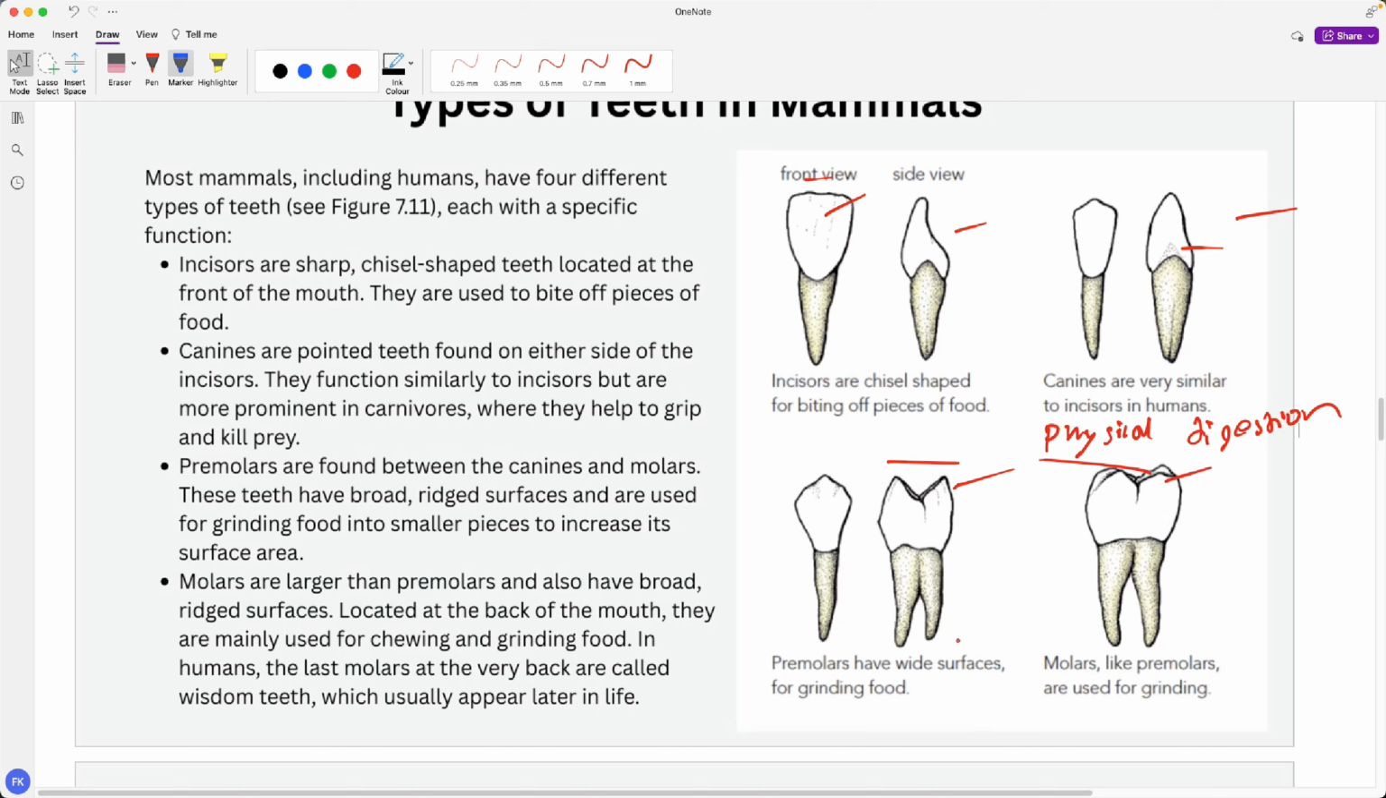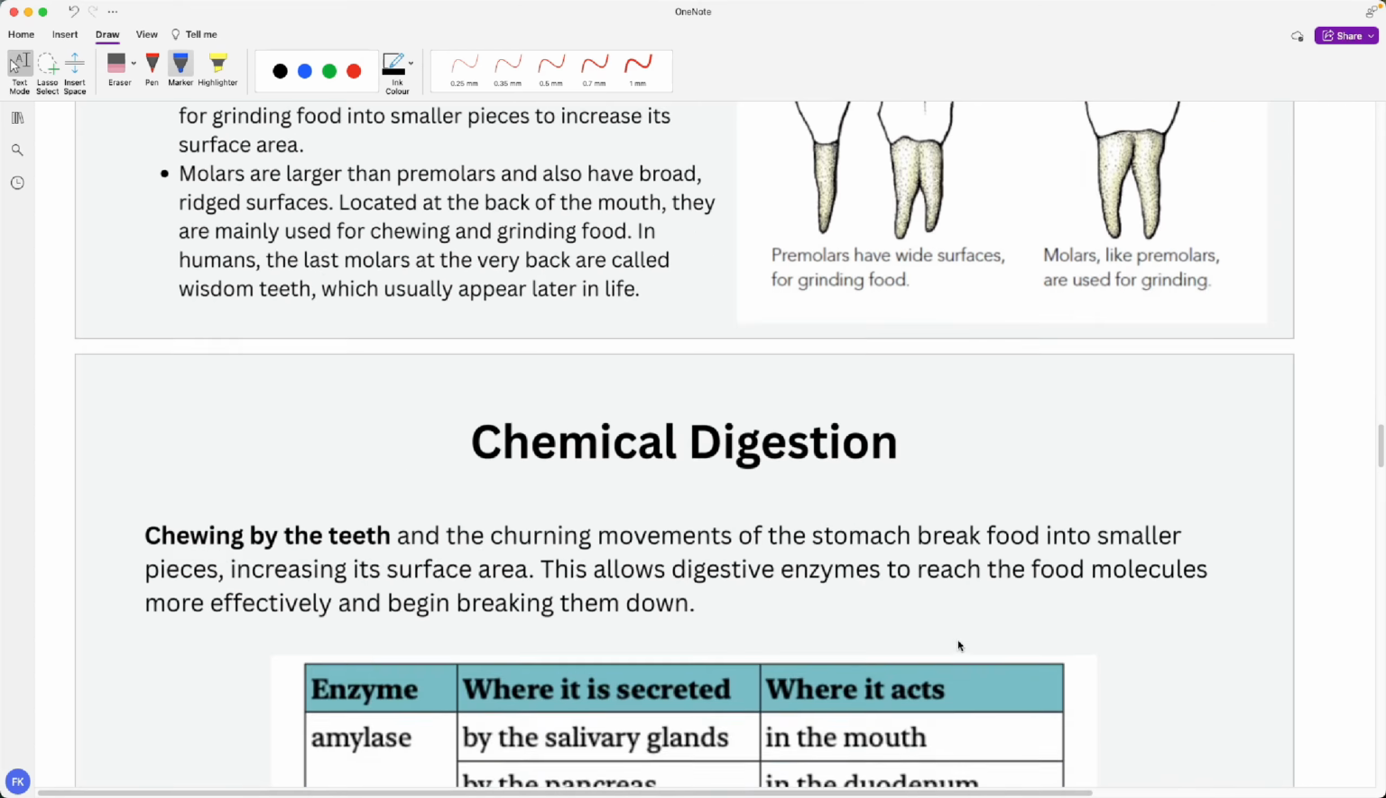In humans, the last molars are at the very back, called the wisdom teeth, as you all know, which usually appear later in life.